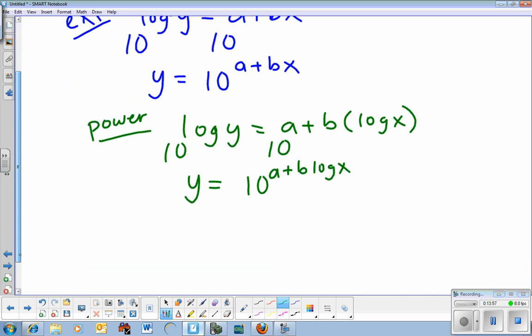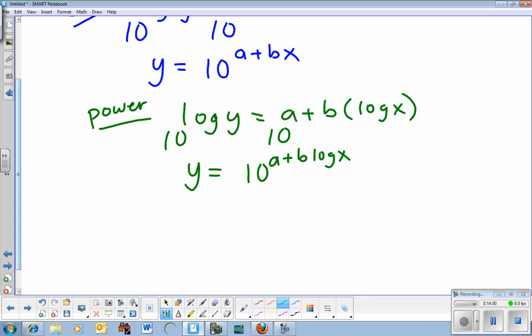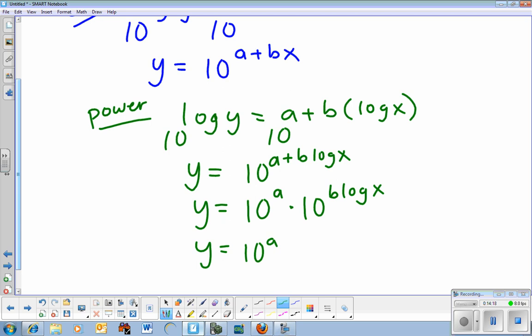All right, so now we've got some power rules, some log rules in effect here. 10 to the sum, a plus b log x, is 10 to the a times 10 to the b log x. And next step, 10 to the b log x is 10 to the log x, to the b, and 10 to the log x is just x. So long story short, I'm going to talk more about this when we have more time. Your model is going to be 10 to the a times x to the b.